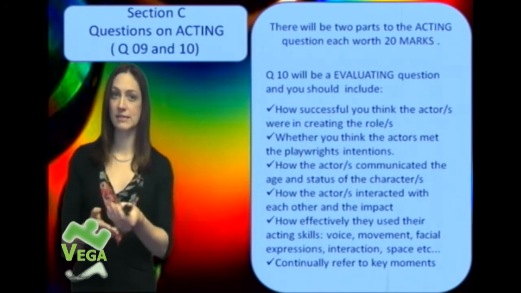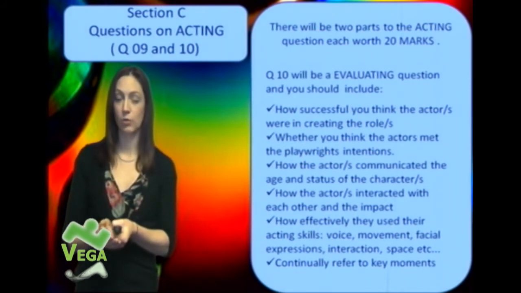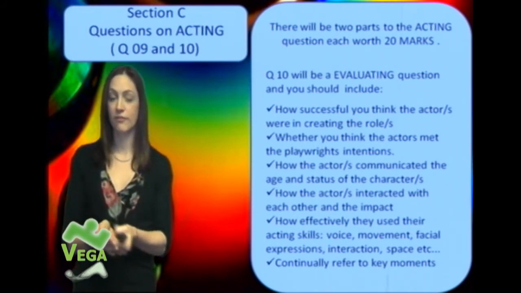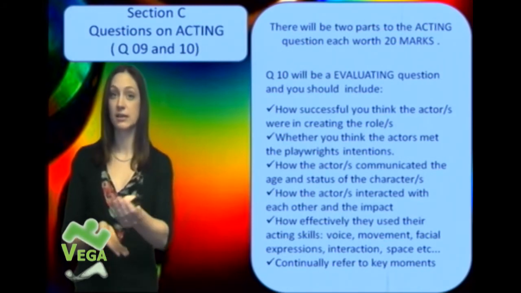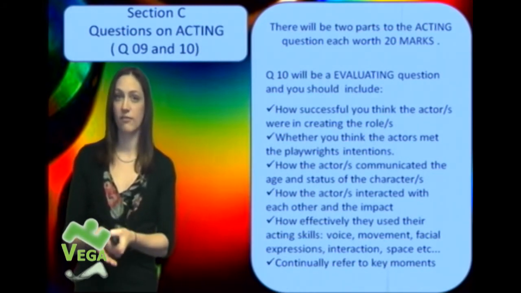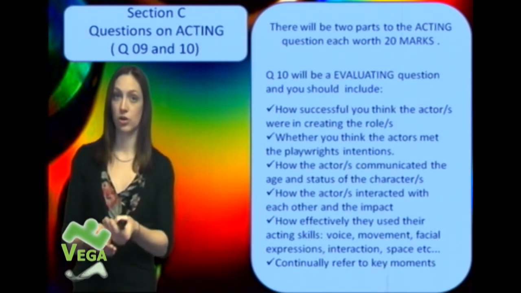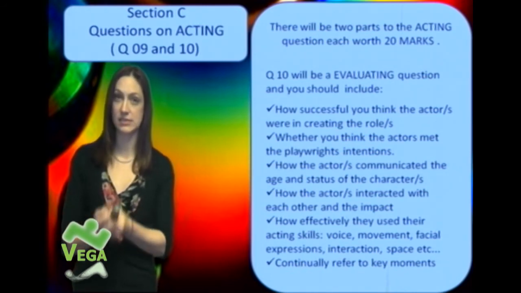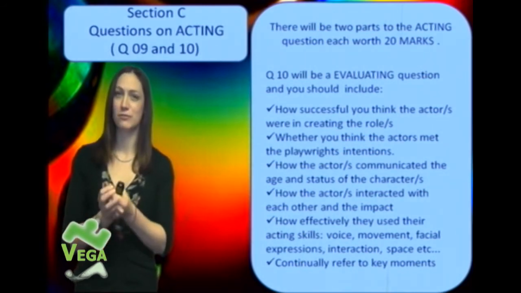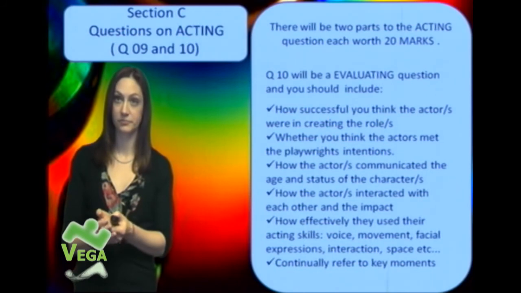What about the way they interacted with each other on stage? What did that communicate to you about the relationships with each other? Refer to voice, movement, facial expressions, interactions, tension. Again, all the vocabulary that you know and you know how to use. Make sure you are continually referring to key moments. Imagine your reader has never seen this production and therefore you need to be really, really detailed.